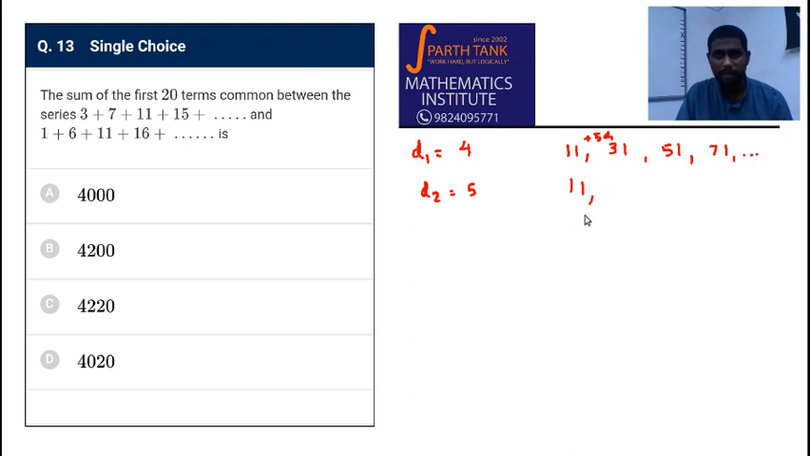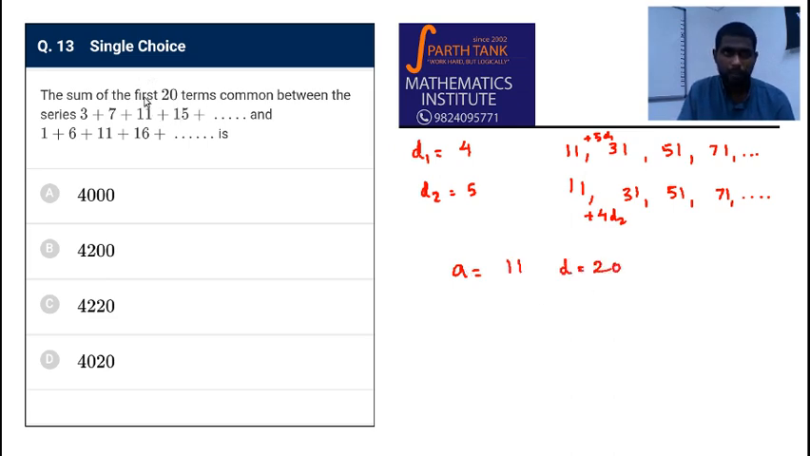The same way here, after 4 times D2 you would get 31. After 4 terms you will get 31, then 51, 71 and so on. So this is the AP that we need. The common terms are these. The common terms are an AP with A 11 and D 20.